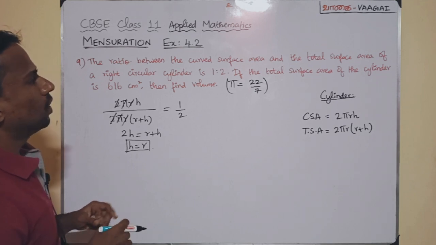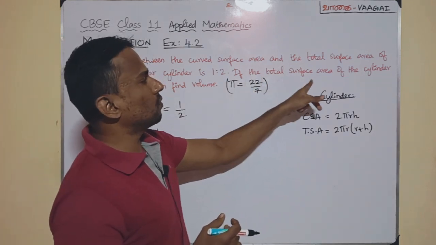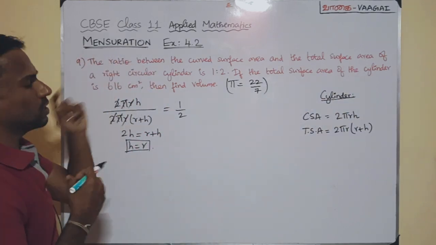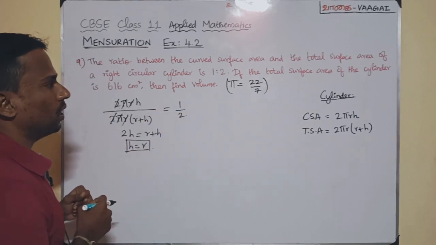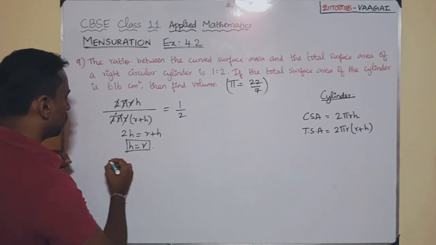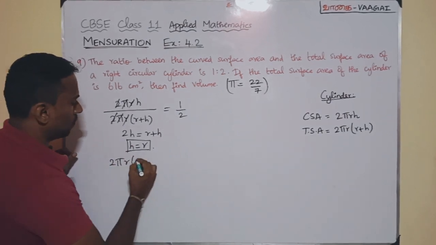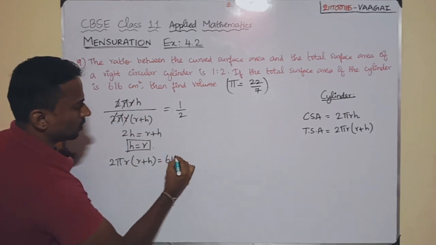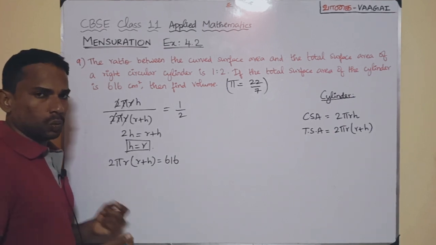Now what else is given in this question? We are also given that the total surface area of the cylinder is 616 cm². Let's make use of that information also. Again we have to use the formula of TSA: 2πR(R + H) = 616.